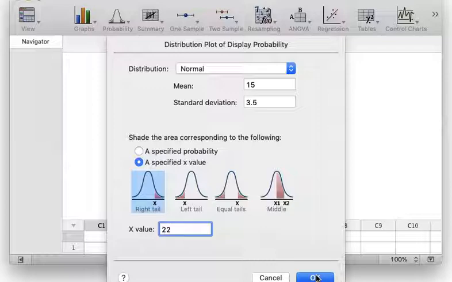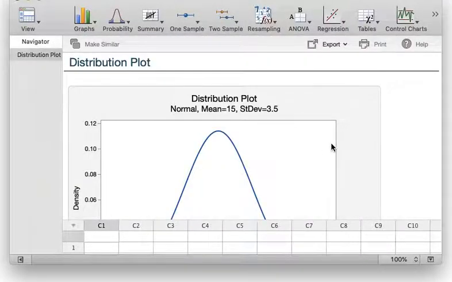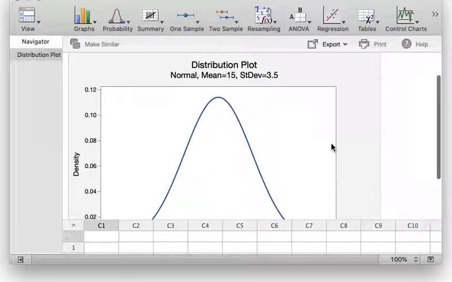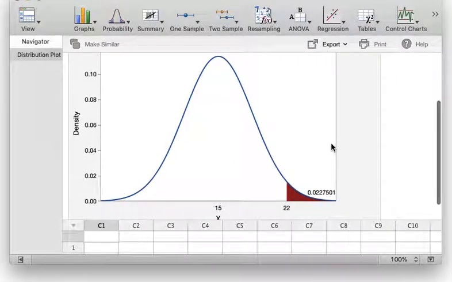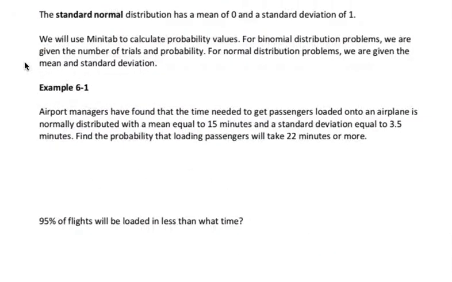Then I click OK, and I get the graph. Now, just like with binomial, what I'm going to look for is the probability above the red shaded area. So in this case, my answer would be 0.0228, if I round to 4 decimal places.